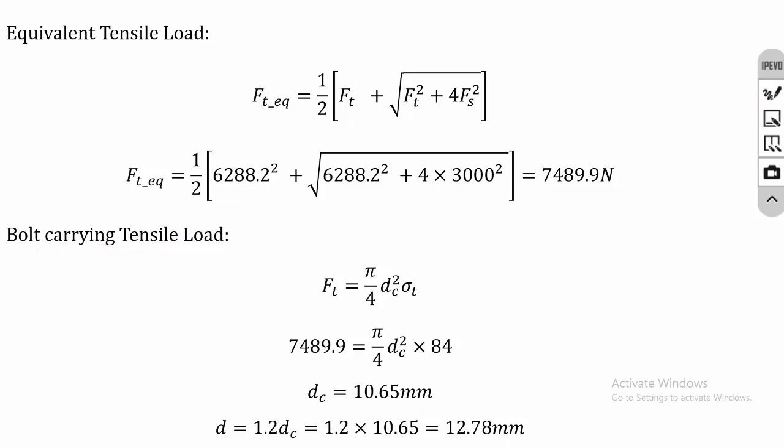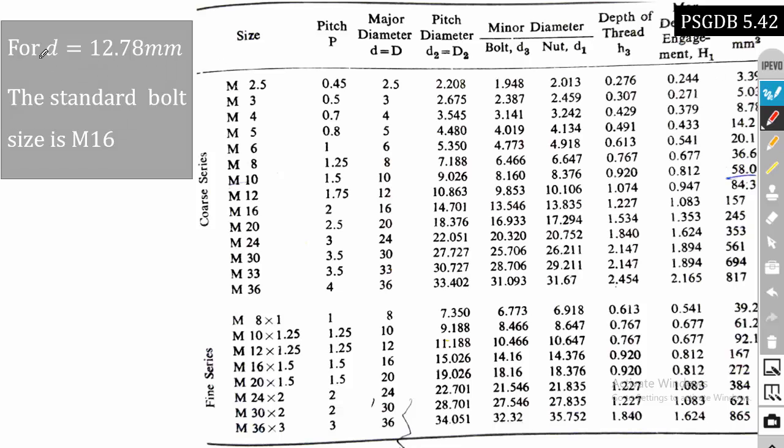So the next point is standardization of diameter. For d equal to 12.78, d is the pitch diameter. Don't consider the notations given in the data book. dc is the minor diameter and d is the pitch diameter. So the pitch diameter is 12.78. You can see that after 10, the next standard diameter is 14.701. So this is the standard bolt diameter, and for this 14.701, the bolt size is M16. So the selected bolt for this application is M16. This is the solution.